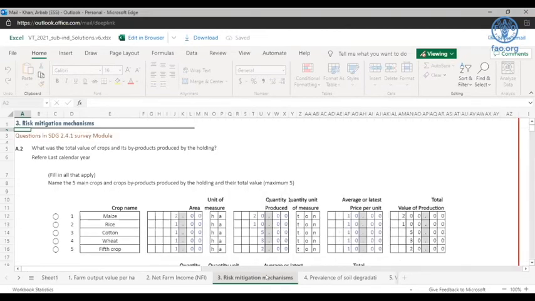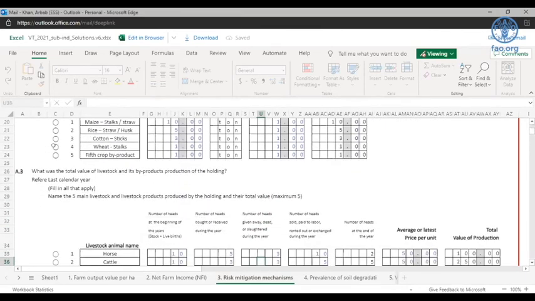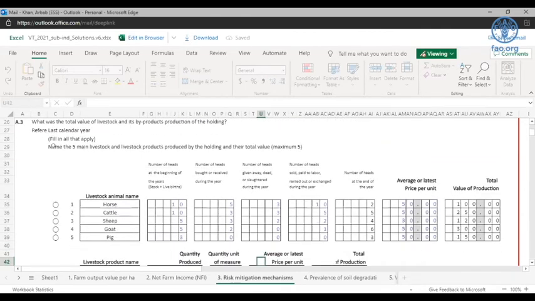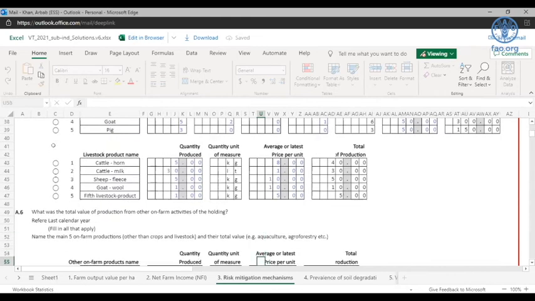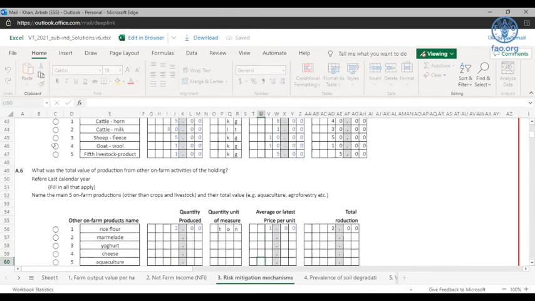So for the risk mitigation mechanism, as I was mentioning to you earlier, the first question that we required for us to collect information on this particular sub-indicator is the same question that we asked for productivity. So the total output value or total value of production of crops by crop, its byproducts. The total value of production of livestock and its byproducts. The total value of production of other on-farm activities or commodities produced by the agriculture holding.